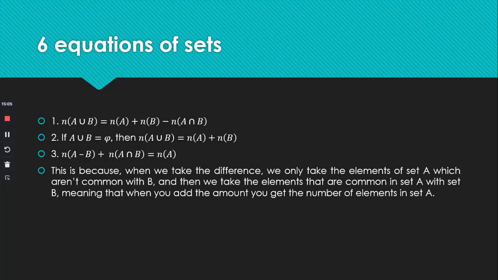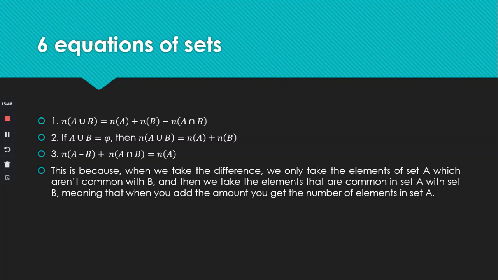So now for 2. Let's see if you read this correctly. If A union B is equal to phi, that means it's an empty set. So that if A union B is equal to phi, then n(A union B) is equal to n(A) plus n(B). Okay, sorry, that was a mix-up. You might also get confused if you've seen it before. If A intersection B is equal to phi, I think it meant. But you can also check down the comments below and see.